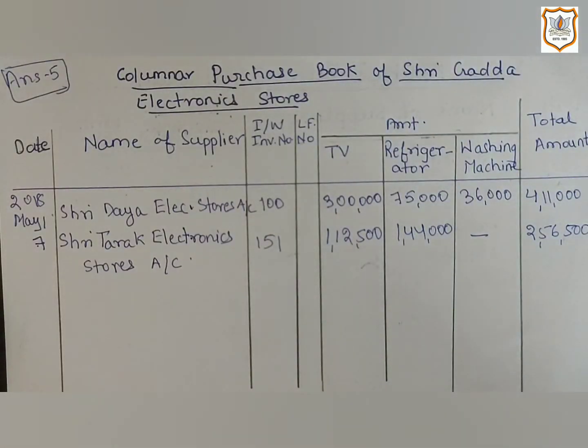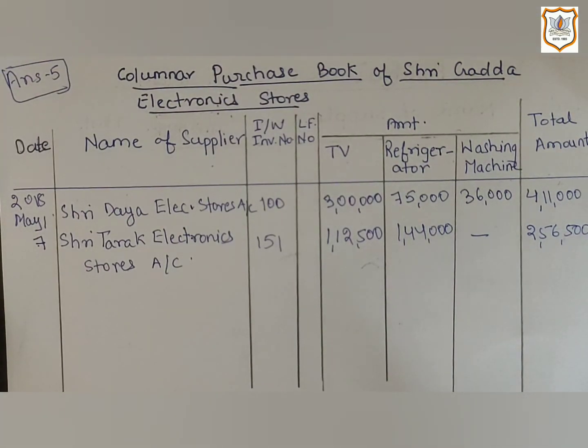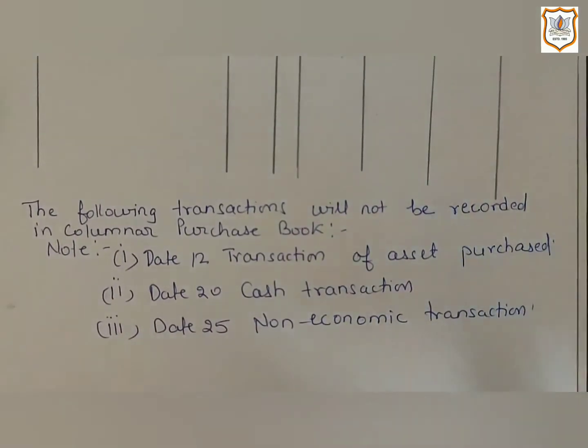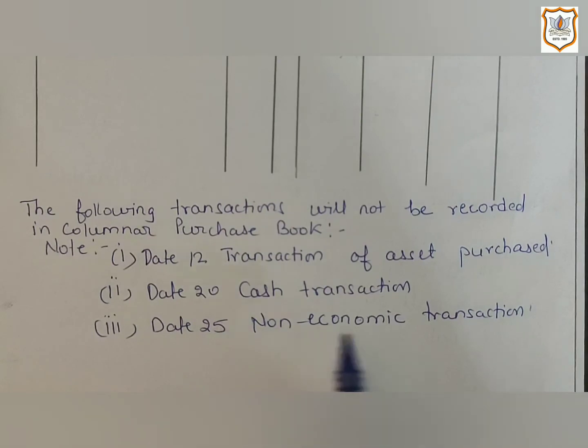Then date 25th, placed an order to Srimati Babita for supplying 20 pieces TV at 28,000 per piece and 6 pieces of washing machines at rupees 21,000 per piece. Here as only an order has been placed, no exchange has taken place, so it is a kind of non-economic transaction. So it will not be recorded here. Again you have to write a separate note for this, date 25, non-economic transaction.